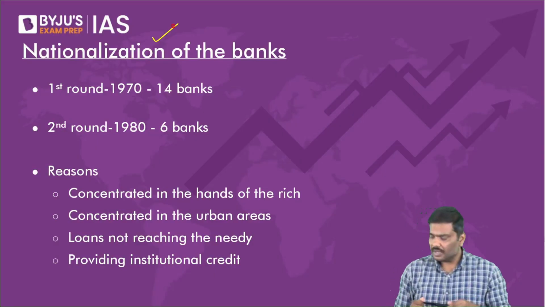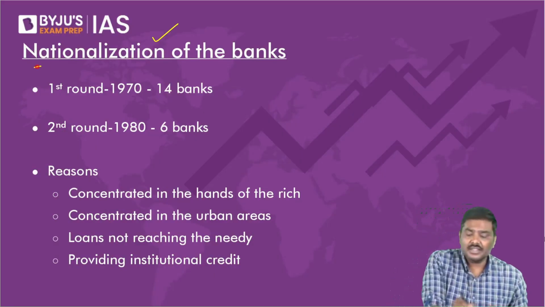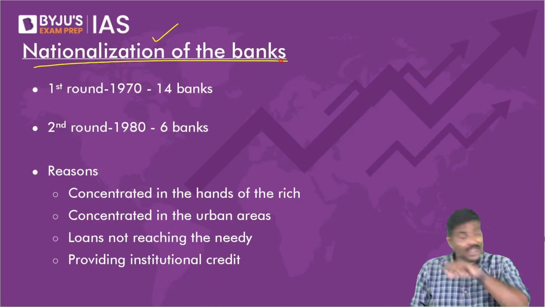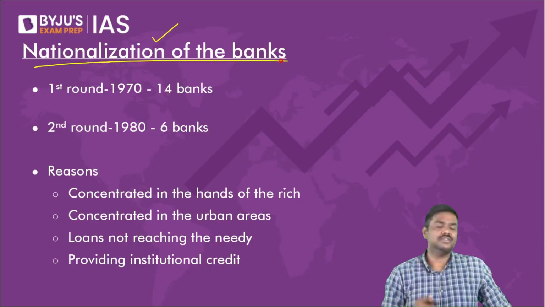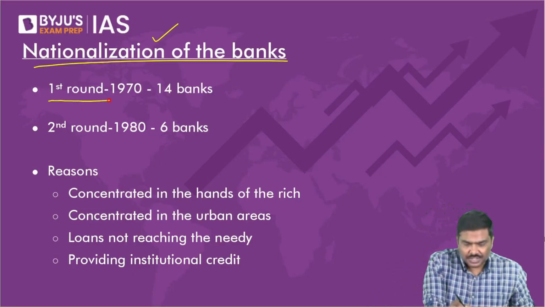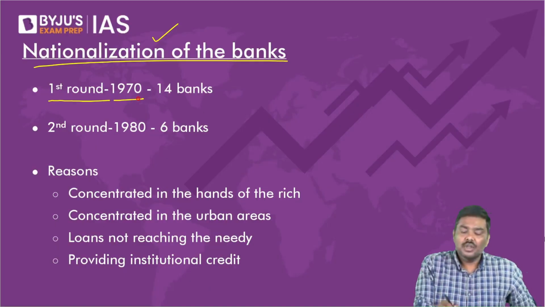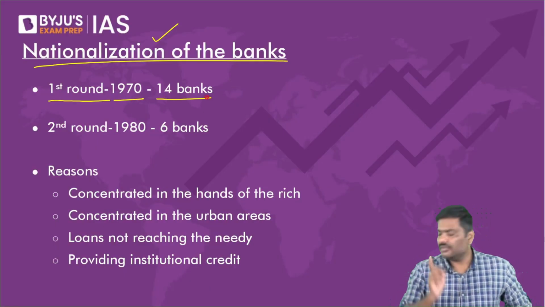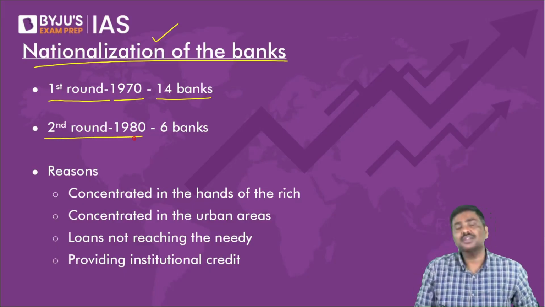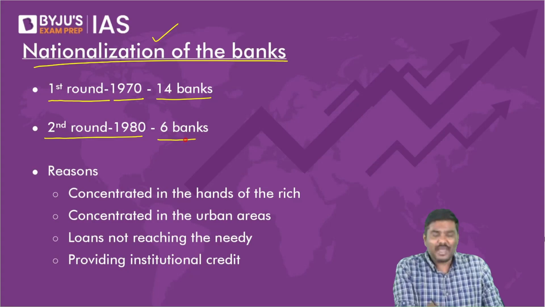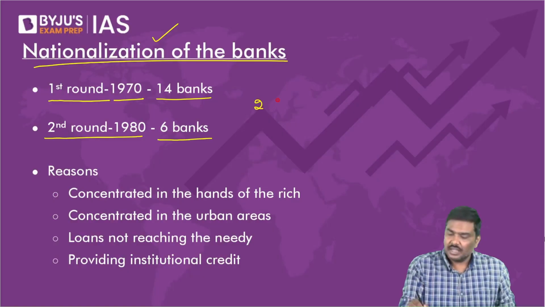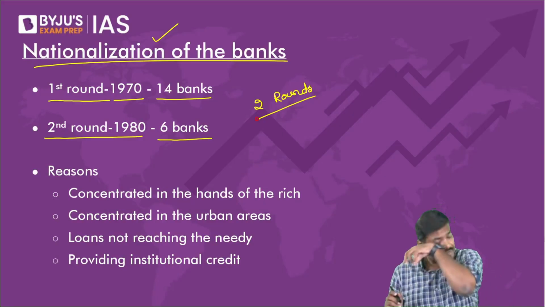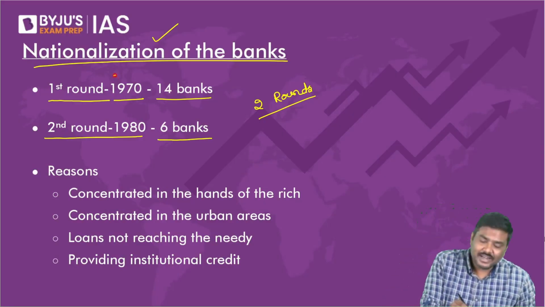Let's start. The next concept is the nationalization of the banking sector. What do we mean by nationalization here? Ownership is transferred from the private sector to the government. The first round of nationalization was conducted back in 1970, when 14 banks were nationalized by the Government of India. The second round was done in 1980, when 6 more banks were nationalized. So please remember, in 2 rounds the Government of India nationalized the banking sector in India.